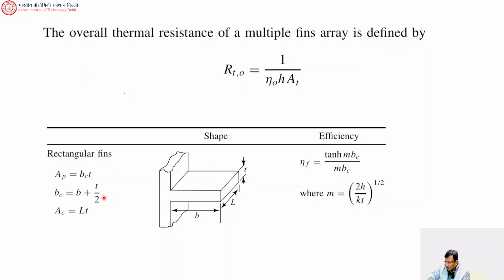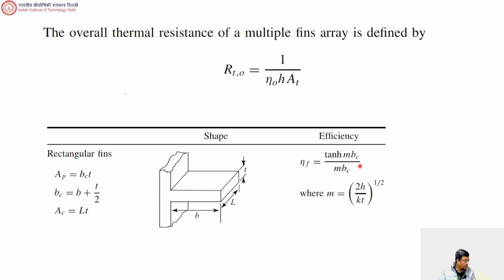But after doing all this, now we say that you can still use the relation for efficiency, right? This is tanh MB divided by MB, that is for an adiabatic tip fin, correct? But we make this correction, so we want to use the same formula, same expression, but considering convection. So if you consider convection, then in the same formula, instead of B, we write BC. So BC is B plus T by 2.